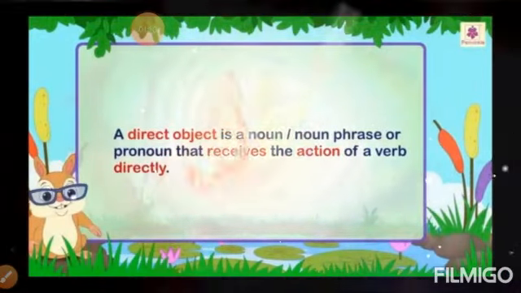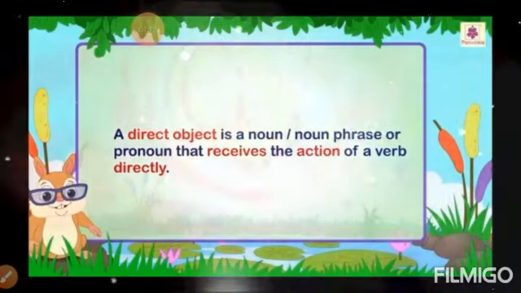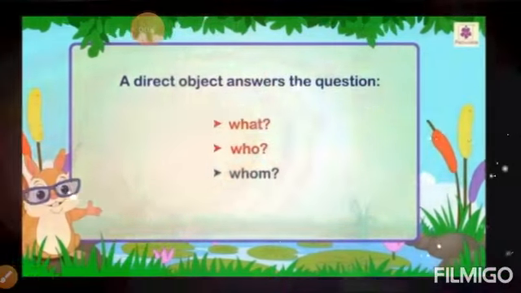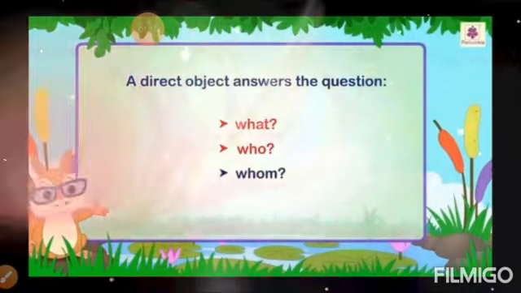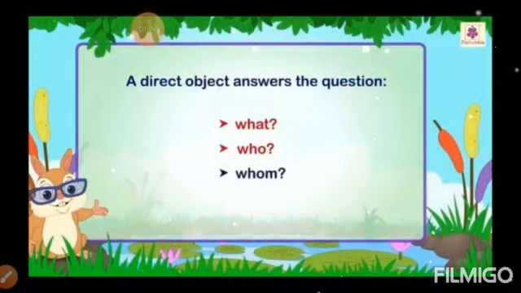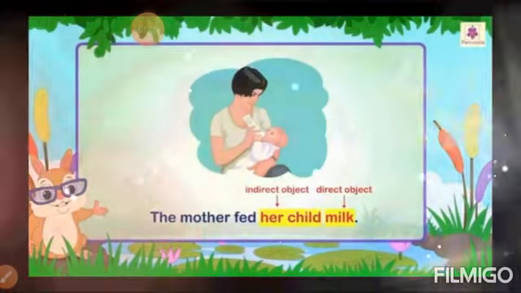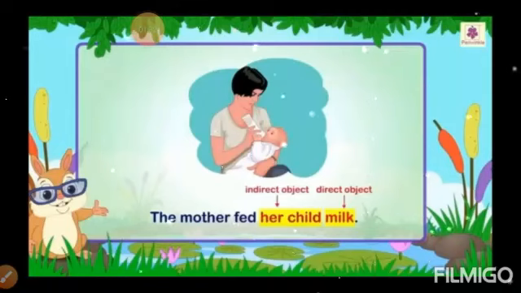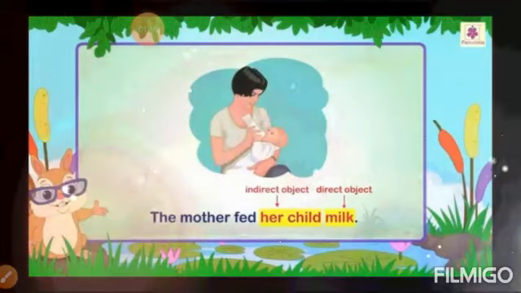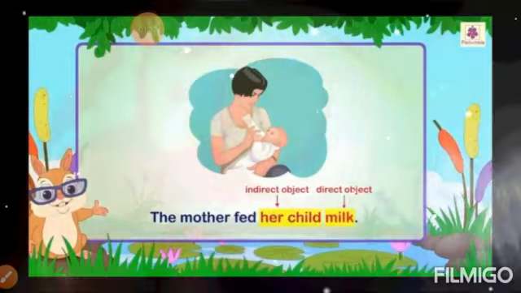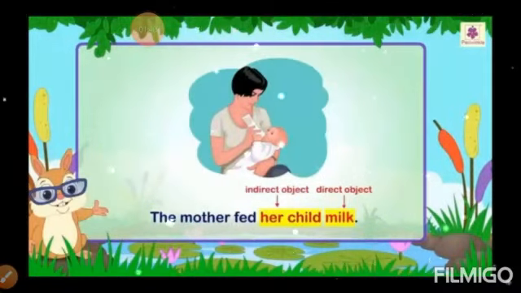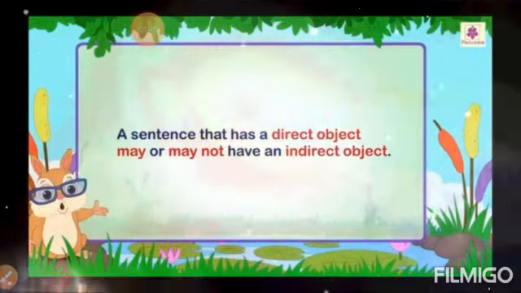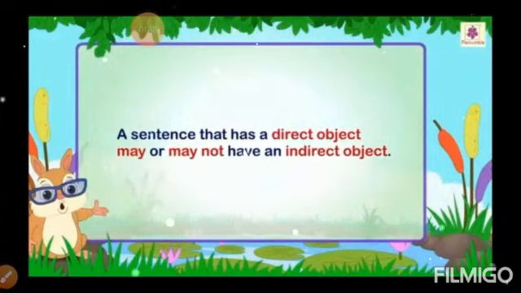A direct object is a noun phrase or pronoun that receives the action of a verb directly. A direct object answers the question what, who, whom. For example, the mother fed her child milk. In this sentence, her child is the indirect object and milk is the direct object. So we will find the types of object by asking questions. A sentence that has a direct object may or may not have an indirect object.